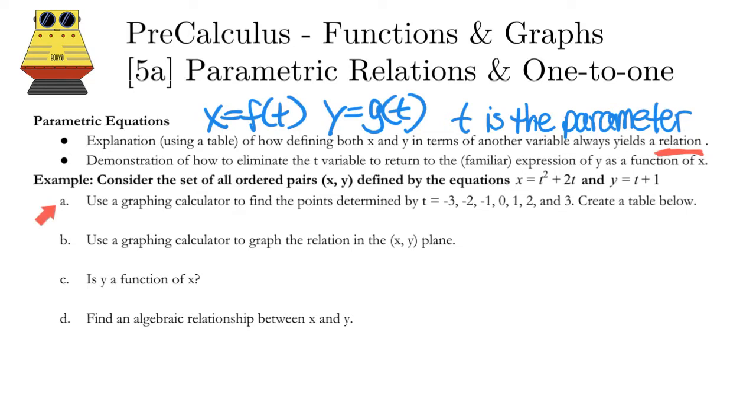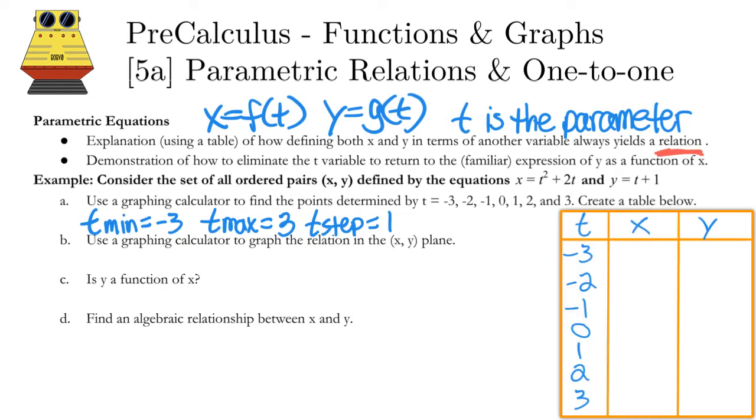On to part A. Use a graphing calculator to find the points determined by t equals -3 all the way up to 3, and we'll create a table below. Jot this down. T min equals -3, T max equals 3, T step equals 1. Then let's create a table with 3 columns. The first column is for t, the second one is for x, the third one is for y. We'll fill this in later.